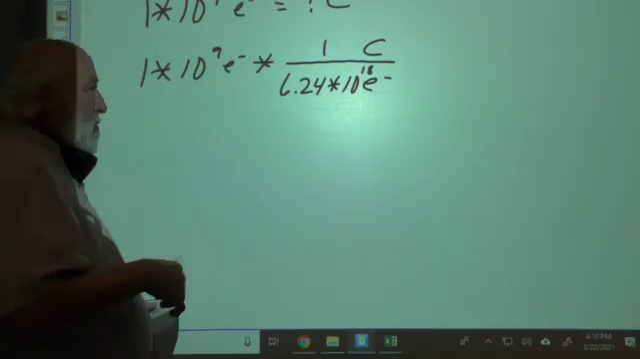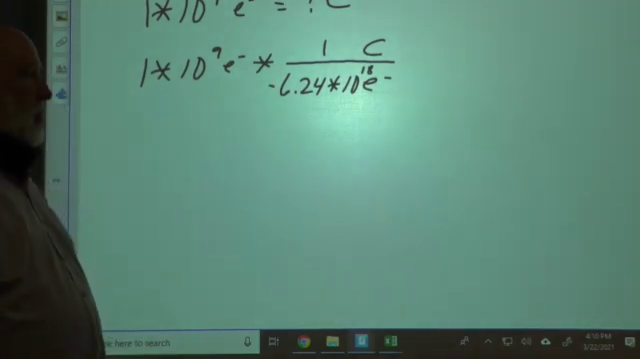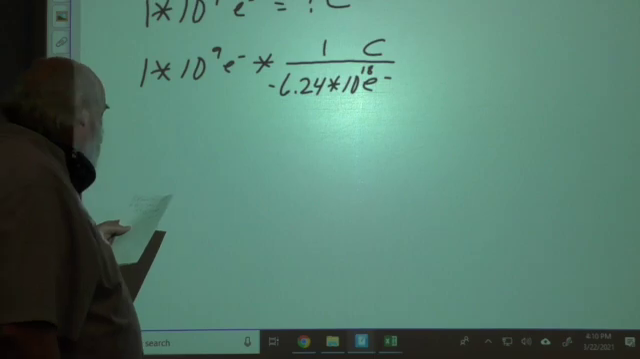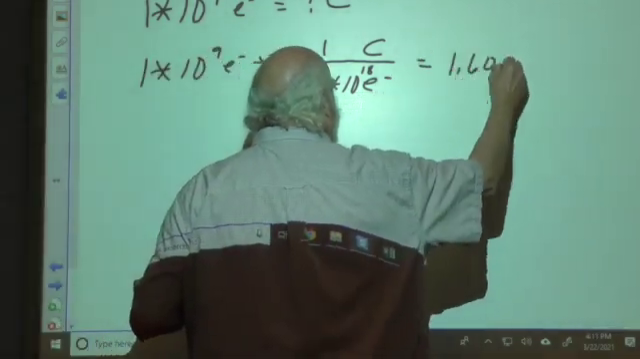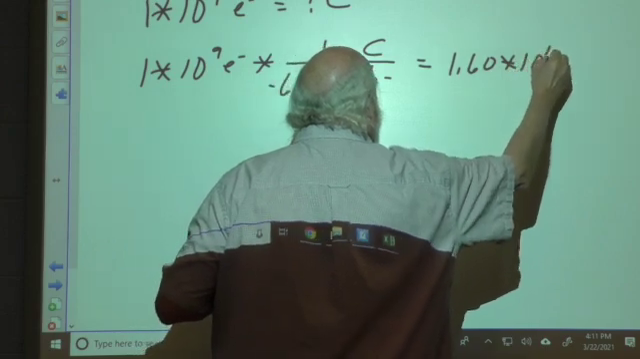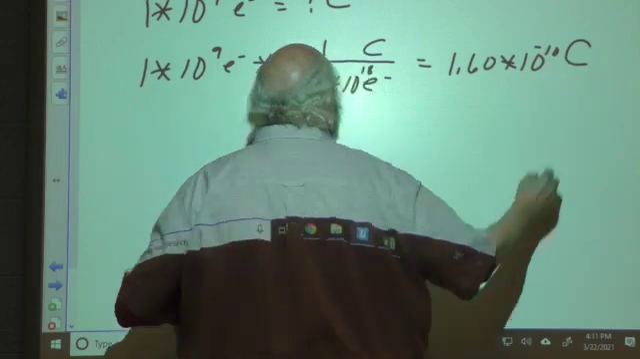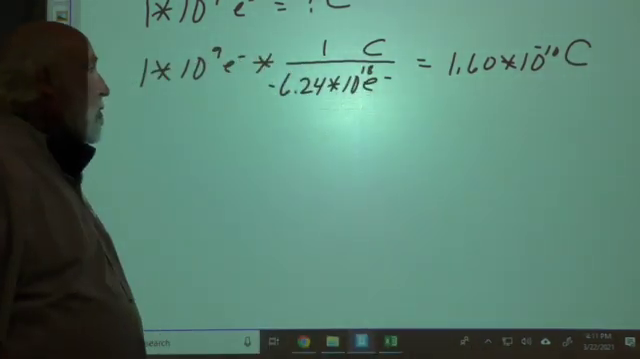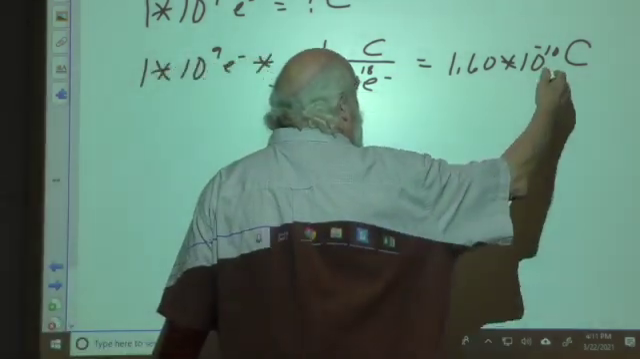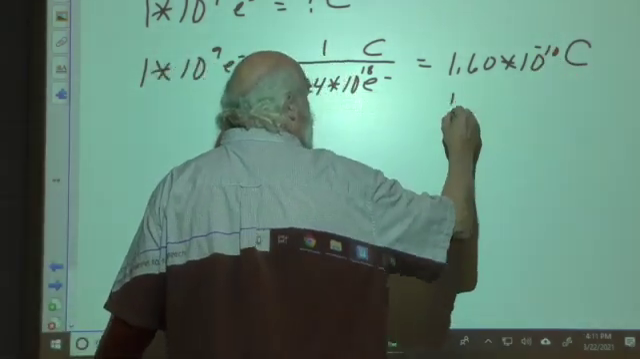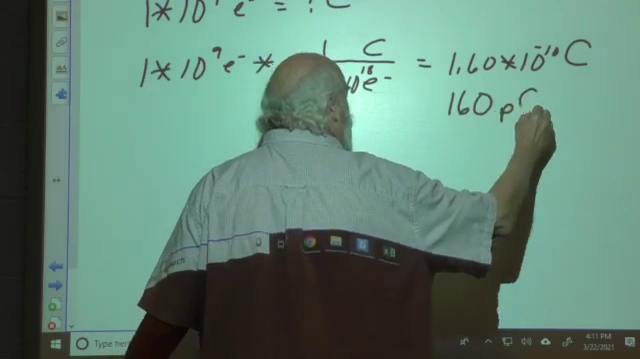I don't think I did on the script. I could have, I don't have to. But we know because of electrons, this is going to be negatively charged. And when this occurs, this is going to give us 1.60 times 10 to the negative 10th coulombs. And if we wanted to use a prefix of some sort, a picocoulomb is 10 to the negative 12, so this would be equivalent to 160 picocoulombs.